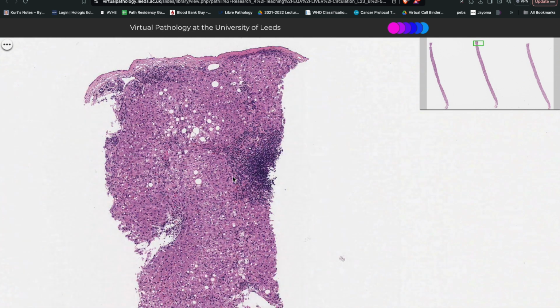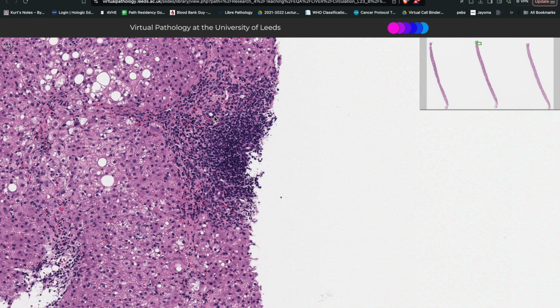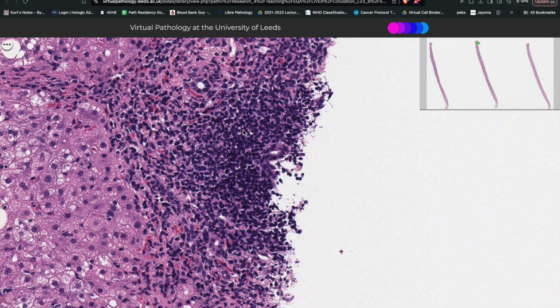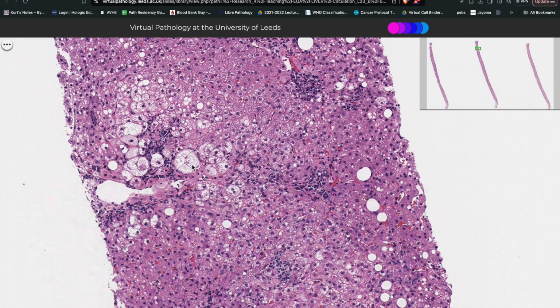So let's go closer. Here's the bile duct. That's primarily unaffected. This would be attacked in primary biliary cholangitis. The cell population is predominantly lymphocytic as well as plasmacytic, so lymphoplasmacytic. There's an element of steatohepatitis here with some balloon cells, where the cells kind of balloon up and round up.